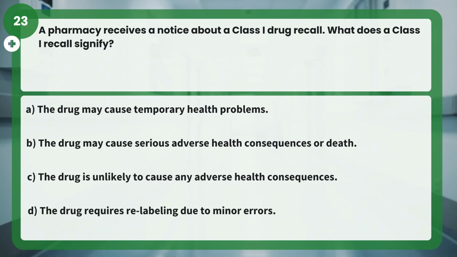Question 23. A pharmacy receives a notice about a Class 1 drug recall. What does a Class 1 recall signify? A. The drug may cause temporary health problems. B. The drug may cause serious adverse health consequences or death. C. The drug is unlikely to cause any adverse health consequences. D. The drug requires relabeling due to minor errors.